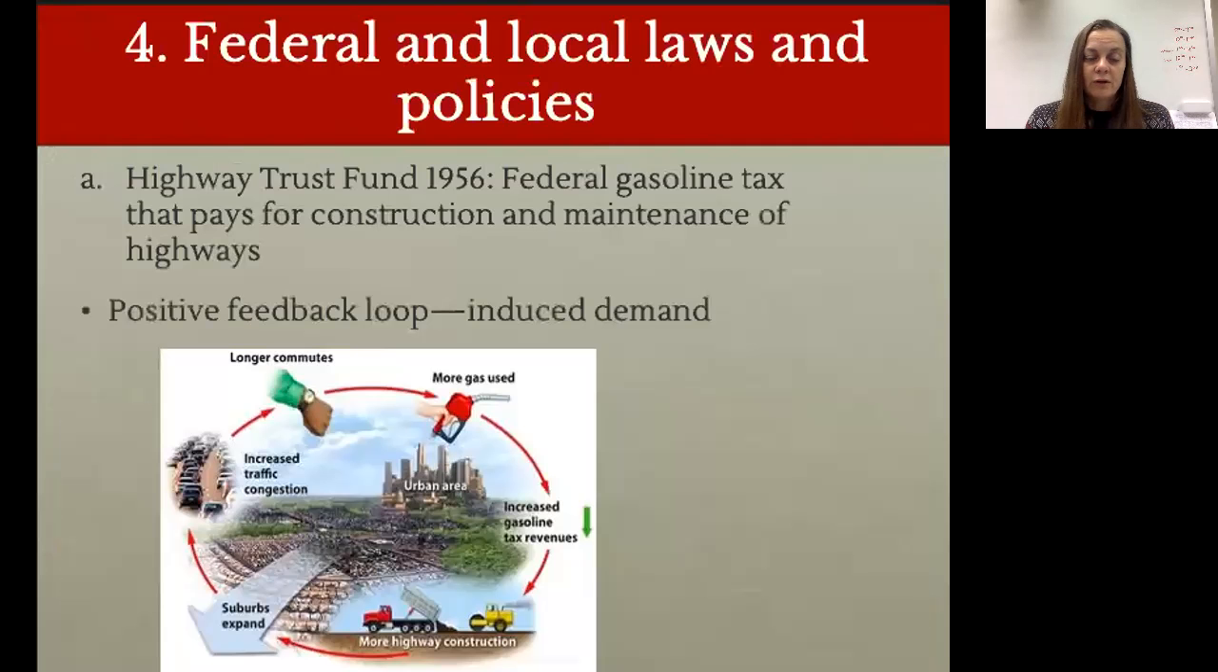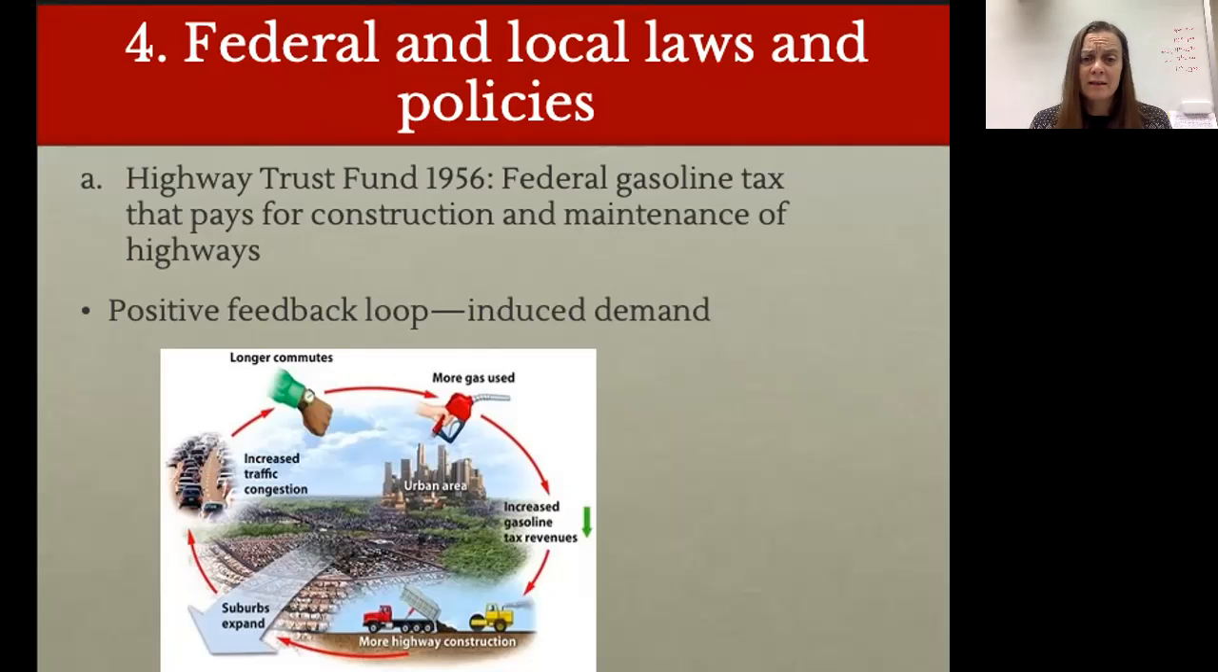And then our fourth major contributor to urban sprawl really is laws and policies. Whether those are federal laws like our Highway Trust Fund that was established in 1956, where we have a federal gasoline tax that goes to pay for construction and maintenance of highways. And you guys can see that this is going to be a positive feedback loop. As we drive more, spend more on gasoline taxes, there's more money put into roads. And then more money put into roads leads to continued expansion of the suburbs, which is going to lead to more traffic congestion, more gas, more roads.